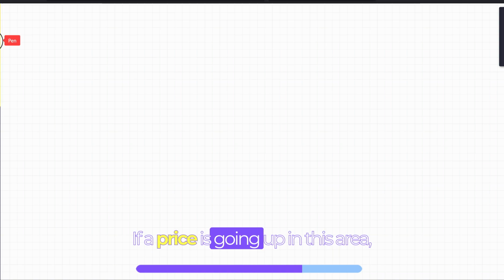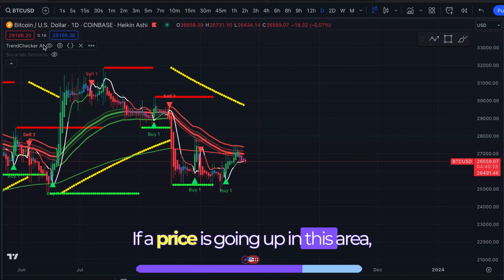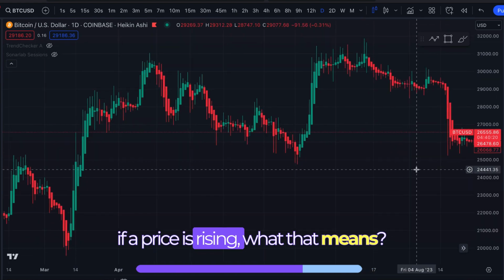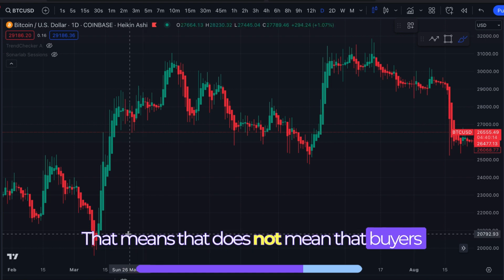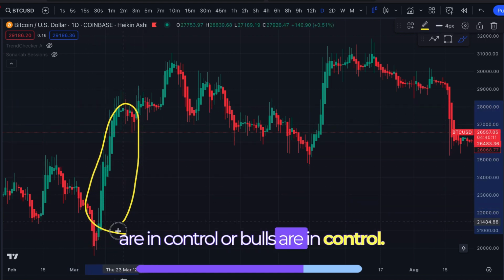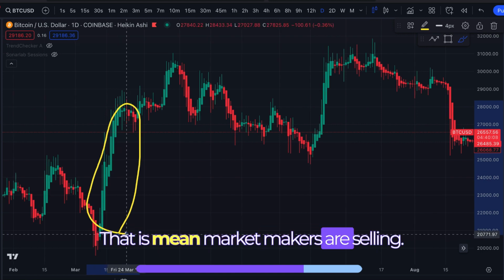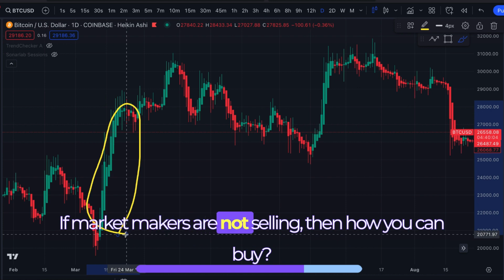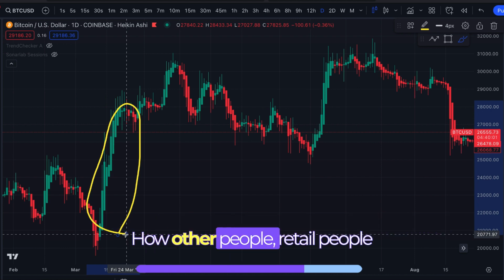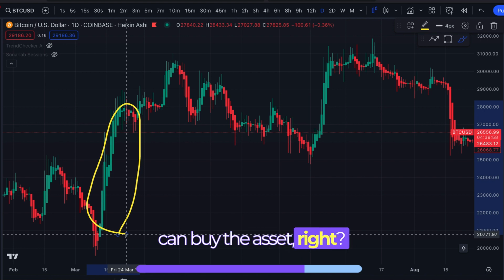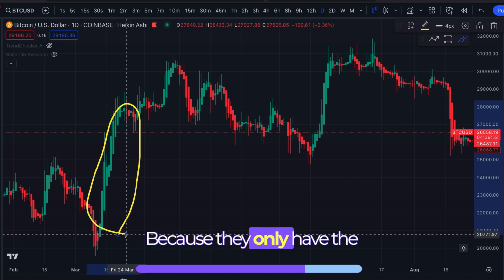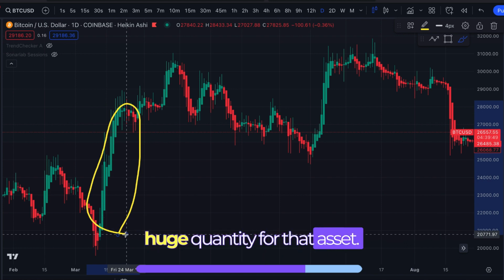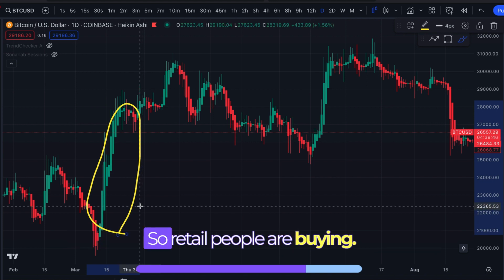So whenever price is going up, understand this from a market maker's perspective. If price is rising, what does that mean? That does not mean that buyers are in control or bulls are in control. That means market makers are selling. If market makers are not selling, then how can you buy, how can other retail people buy the asset, right? In order to buy any asset, market makers need to sell, because they have the huge quantity of that asset. Now market makers are selling into the market, so retail people are buying, so price is increasing.